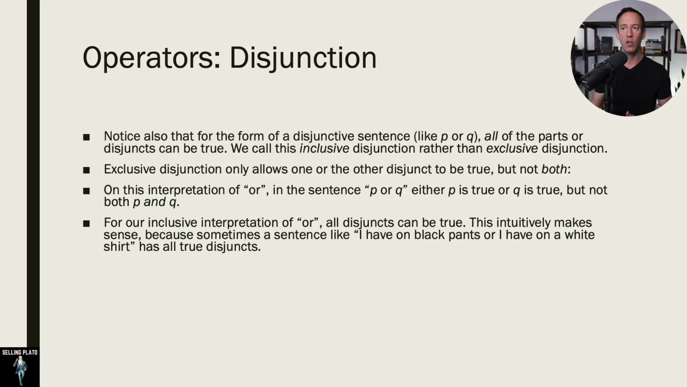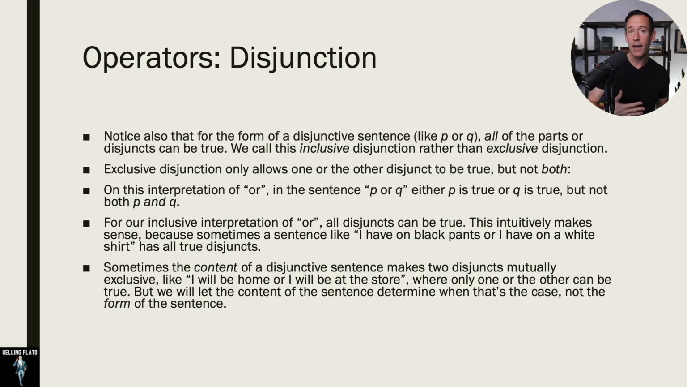For our inclusive interpretation of or, all disjuncts can be true. And so this intuitively makes sense because sometimes we have a sentence like, I have on black pants or I have on a white shirt. That sentence can have all true disjuncts, right? That's obvious. I can have both of those things be true at the same time.